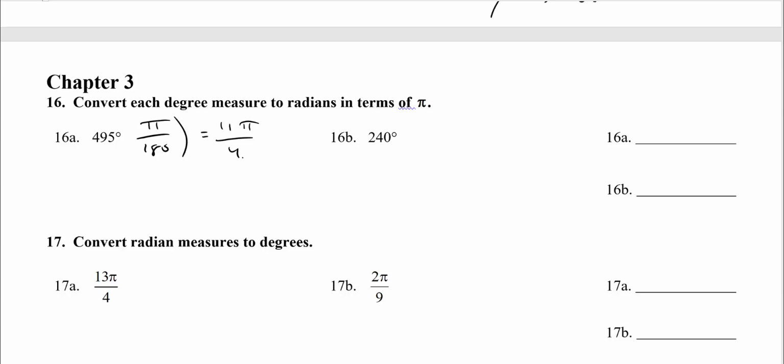Some might be calculator, some might be non-calculator. You're not going to get anything crazy if it's non-calculator, so just know how to do it. So 11 pi over 4, and this is 240. Again, pi over 180, and that's going to give you 4 pi over 3. Now, if you are allowed to use your calculator, just ignore the pi and just do 240 divided by 180 and hit the fraction button, and then put the pi in after it. That's the easiest way to go.